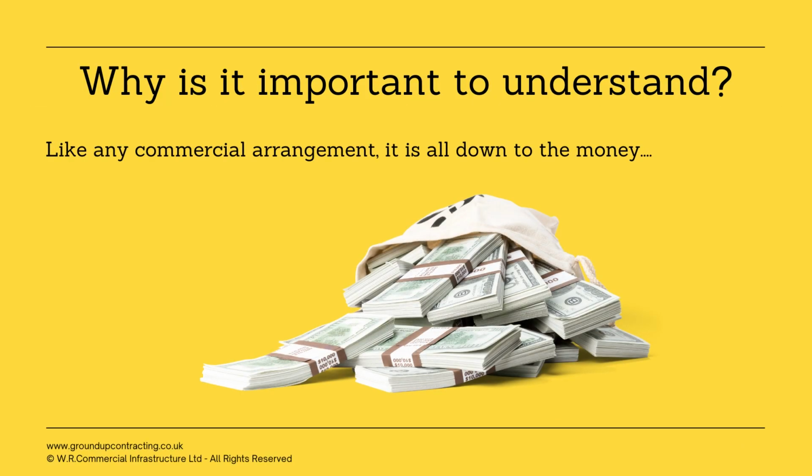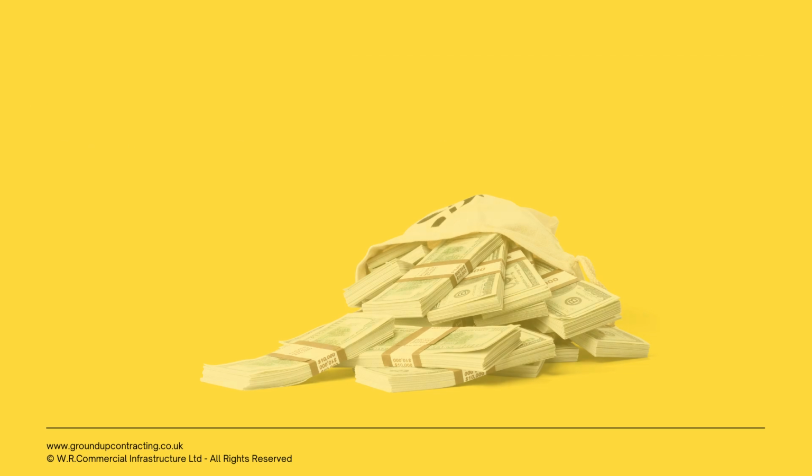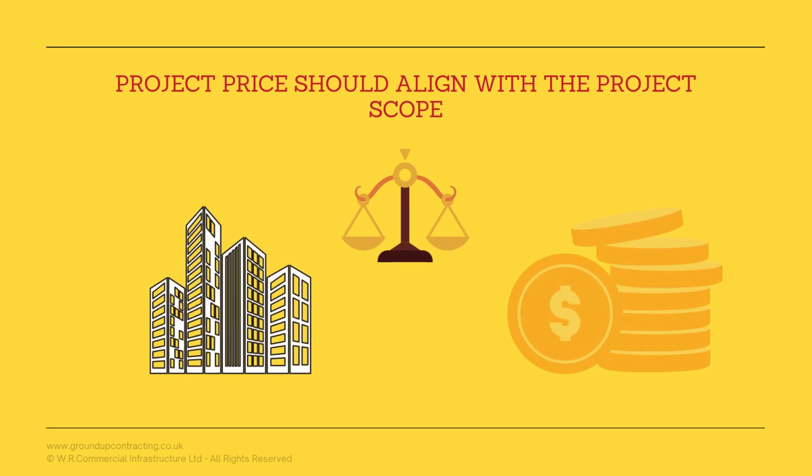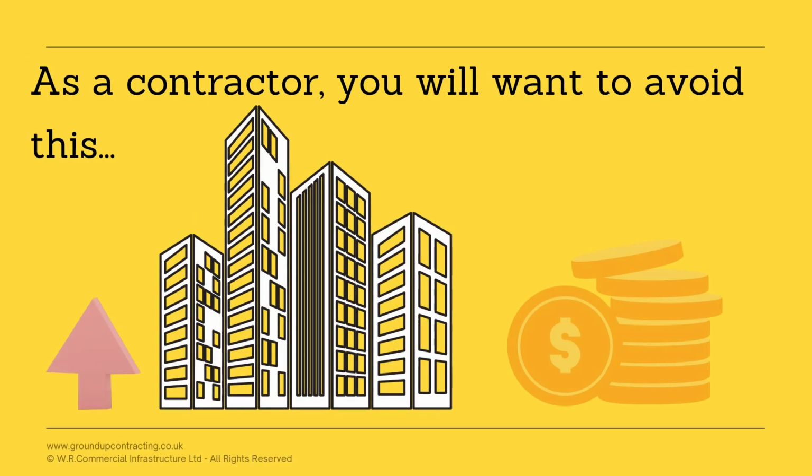Why is this important to understand? Like any commercial arrangement, it's all down to the money. A construction contract will define a project scope. The contract should also include a contract sum, which is the price to complete the defined scope. So as the contract scope changes, the contract sum should also change with it. The project price should align with the project scope. The project scope can increase or decrease, but typically the project scope tends to increase.